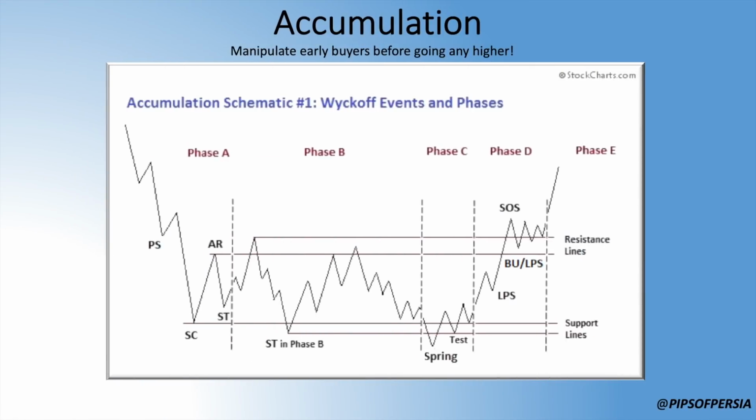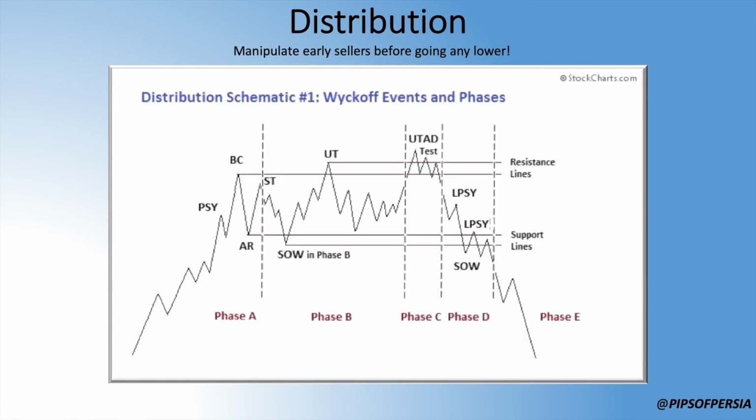Now, opposite to an accumulation, you have a distribution where in a way we have consolidated and now we expect the market to reach lower. Imagine the same accumulation scenario, just inverted. So instead of manipulating the lows, here we are manipulating the highs. We are, again, taking out these early sellers and then allowing the market to reach lower.